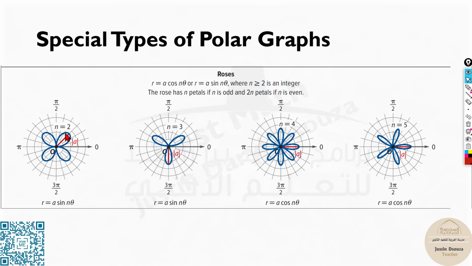But if it's an even number, there's a catch. n will be 2, but the petals will be twice that. If n is 2 here, say you have 3 sine 2 theta, then if it's in the shape of a rose, you won't have 2 petals, you'll have 4 petals, times 2 for even numbers. Even over here, n is 4 theta, but you will have 8 petals because 4 is an even number. Whereas if it's an odd number, it remains the same.